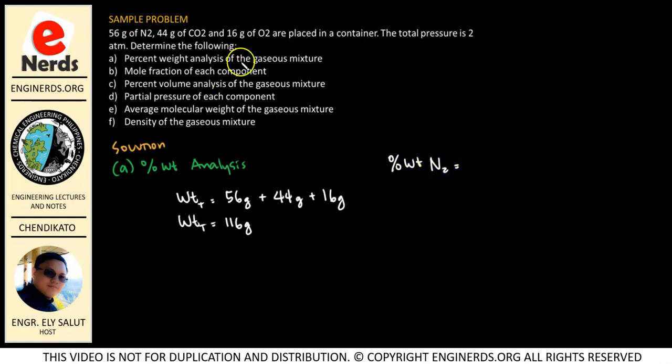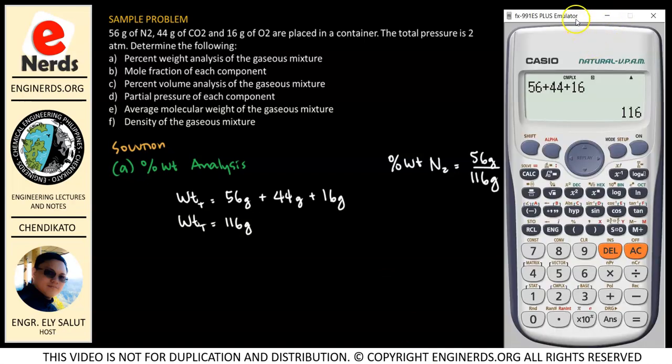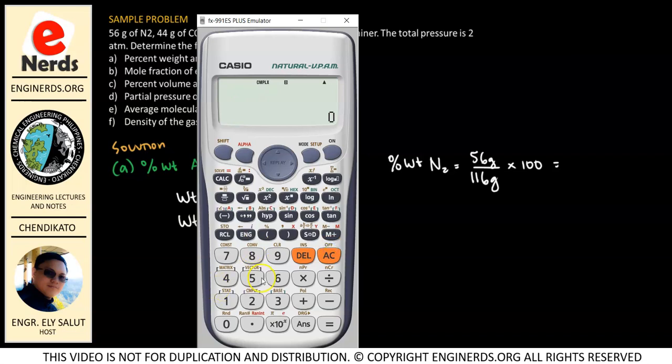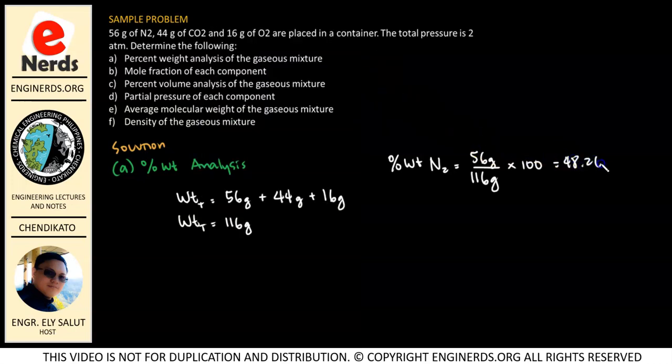Okay, so how many grams of nitrogen do we have? 56 grams divided by the total weight, which is 116 grams, times 100. So our percent weight for N2 is 56 divided by 116 times 100. We have 48.26%. Okay, next we need to get the percent weight of carbon dioxide.